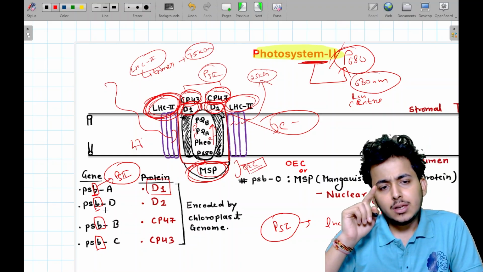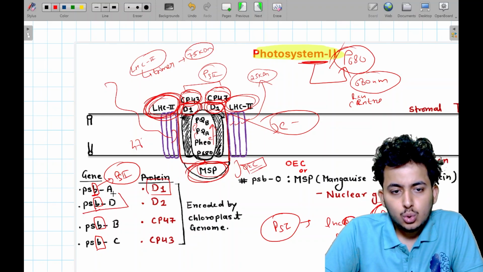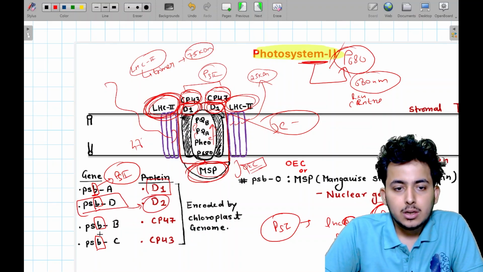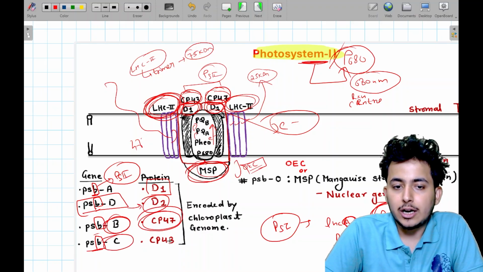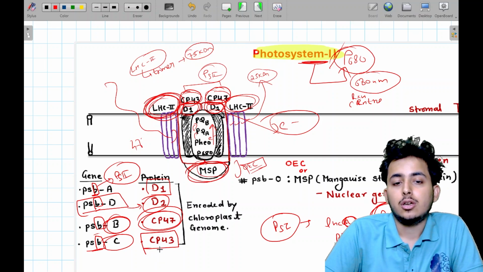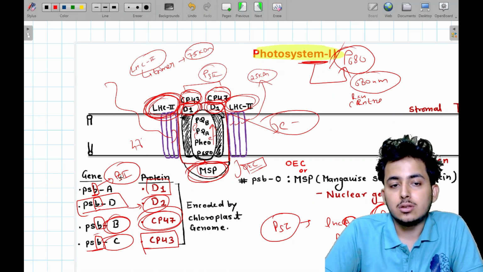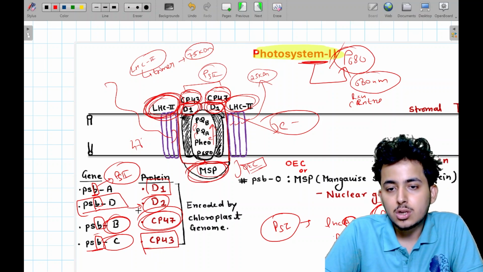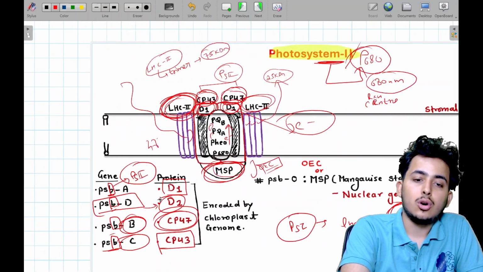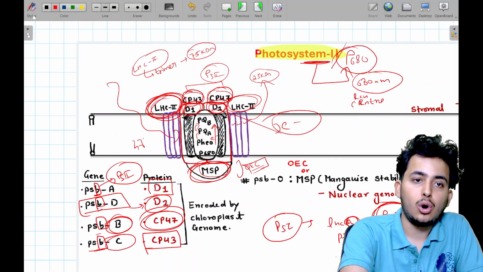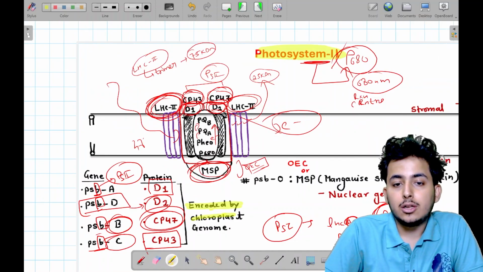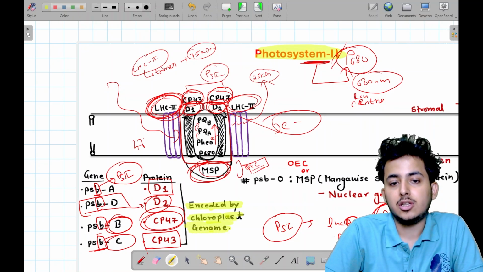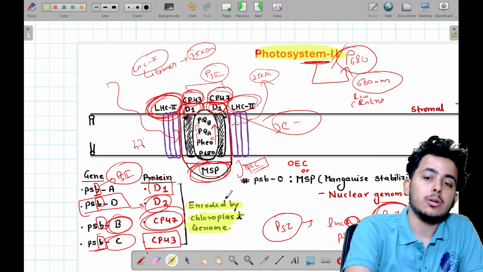The PSBD gene codes for the D2 protein. The PSBB gene codes for CP47, and the PSBC gene codes for CP43. These are the genes coding for these proteins. And if you consider all these genes, guys, they are encoded by the chloroplast genome. There is nothing to do with the nuclear genome.